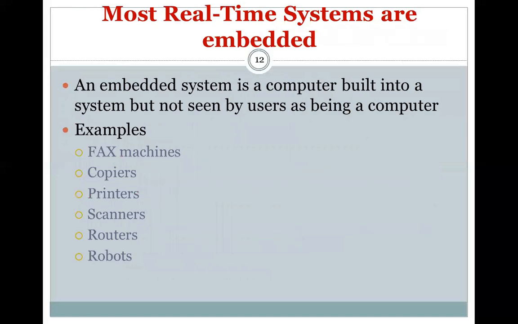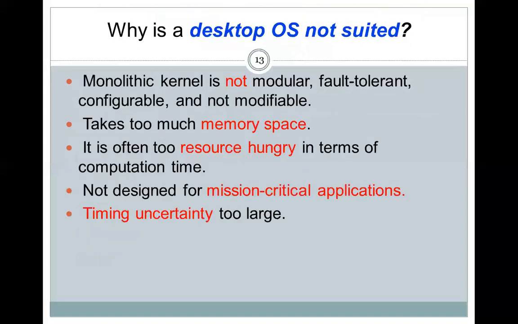Most real-time systems are embedded. An embedded system is a computer built into a system but not seen by users as being a computer. Examples: fax machines, copiers, printers, scanners, routers, robots.